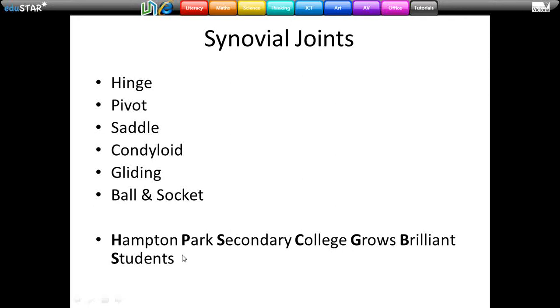And a little memory tool you can use to remember these is Hampton Park Secondary College grows brilliant students. So the H for hinge, P for pivot, S for saddle, C for condyloid, G for gliding, and then B and S for ball and socket joints. So just store that one away.